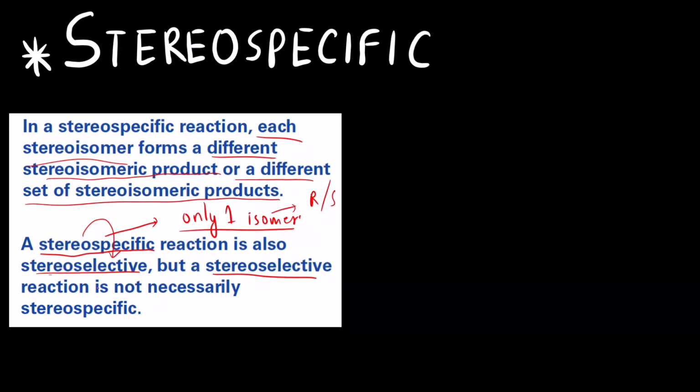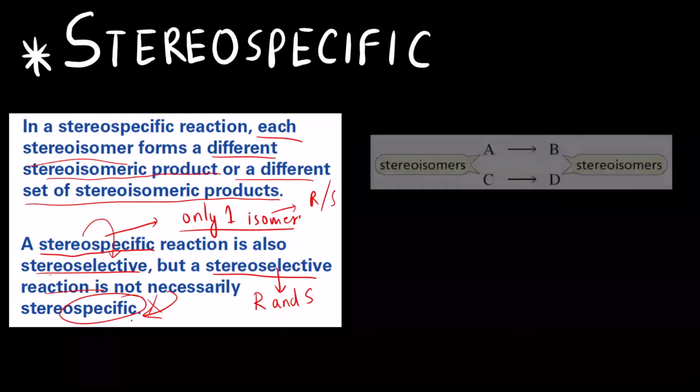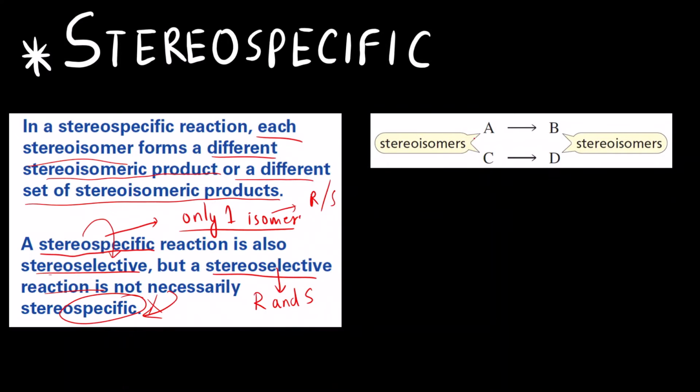But a stereoselective reaction is not necessarily stereospecific. That means mostly it is seen that in stereoselective reactions, both the isomers are formed. Okay, that is why we don't call that specific. Now, what is the meaning of stereospecific?